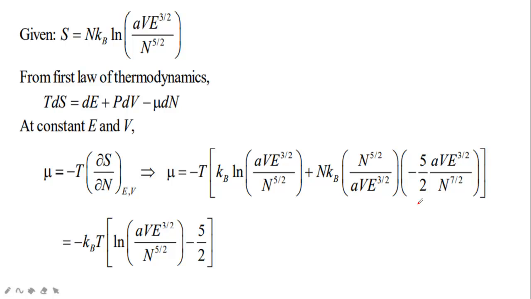We are given S, and the formula for deriving the chemical potential is mu equals minus T del S over del N at constant energy and volume. So this is the formula. You will note it down, just put the value of the entropy S here, and you can easily get the result, which is minus kBT ln of AV e to the power 3 by 2 over N raised to the power 5 by 2, minus 5 by 2. So the formula is mu equals minus T del S over del N at constant V and E.